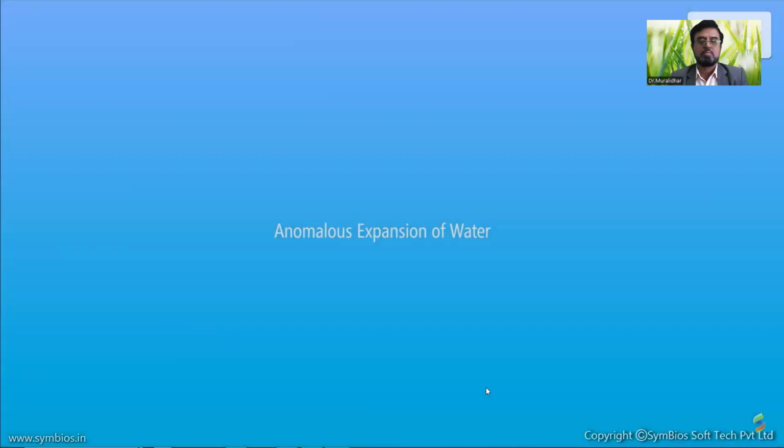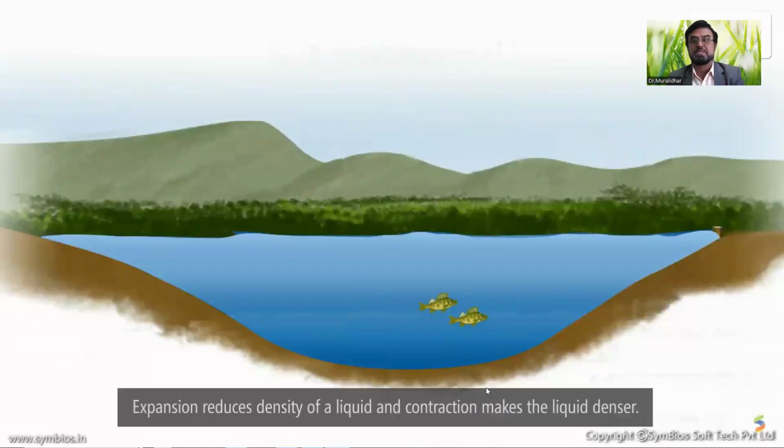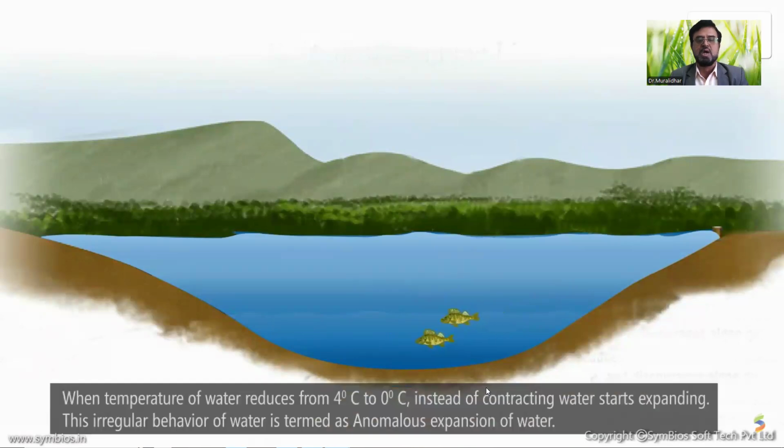Anomalous expansion of water. Generally, the expansion property reduces the density of a liquid and contraction makes the liquid denser. When the temperature of water reduces from 4 degrees Celsius to 0 degrees Celsius, instead of contracting, water starts expanding.